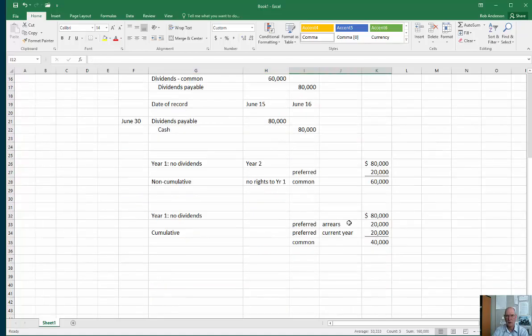Now, if we were doing this other one, we would simply debit dividends preferred for 40,000 and dividends common for 40,000. That's the only difference that would occur if we had preferred cumulative dividends in arrears.